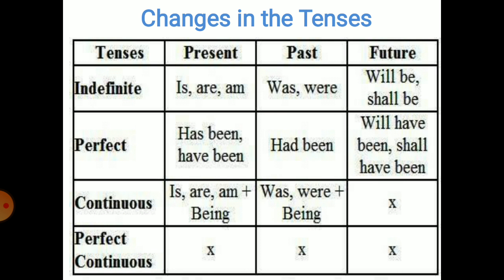B-E-I-N-G. I am repeating, B-E-I-N-G. In past continuous, you will use either was or were plus being, while in future continuous, there is no change in passive, there is no passive form of future continuous tense. Similarly, there is no passive form in perfect continuous, whether present, past or future.